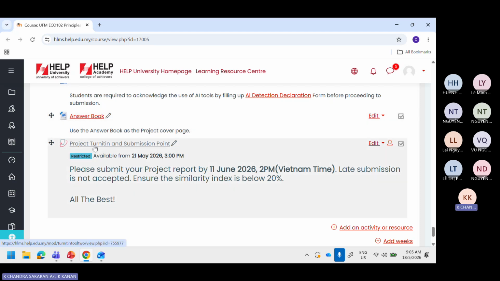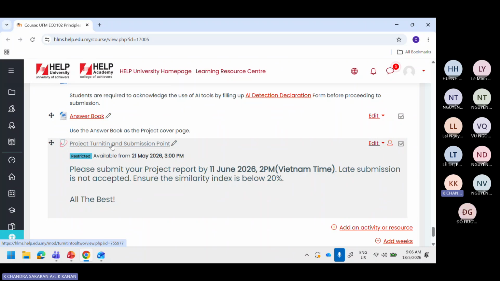Turnitin project and submission are both the same link. You click here, and you can turn in your answer to see the similarity index. When you do the Turnitin, you only upload your answer. Answer meaning no cover page, no reference, only your answer, to find out your similarity index. Make sure your similarity index is below 20%. If more than 20%, you do changes and resubmit here.